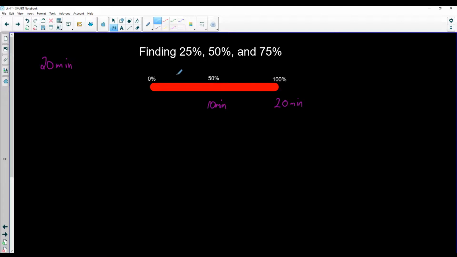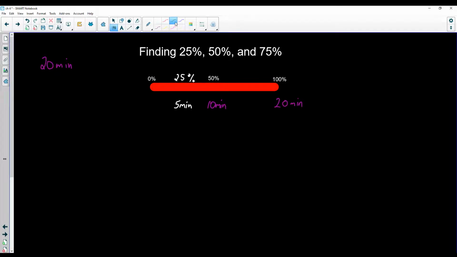How would I be able to find 25% of that same video? Well, half of 50 is 25%, so couldn't you just take this and cut it in half again to get 25%? Of course you can. So 10 divided by 2, mental math, it's pretty easy. That would be 5 minutes in length.